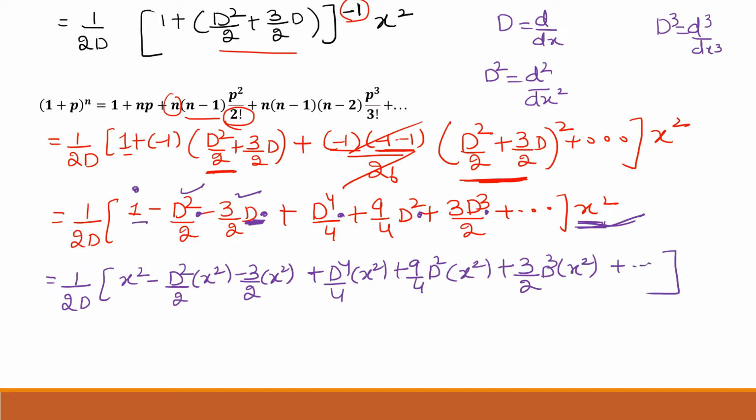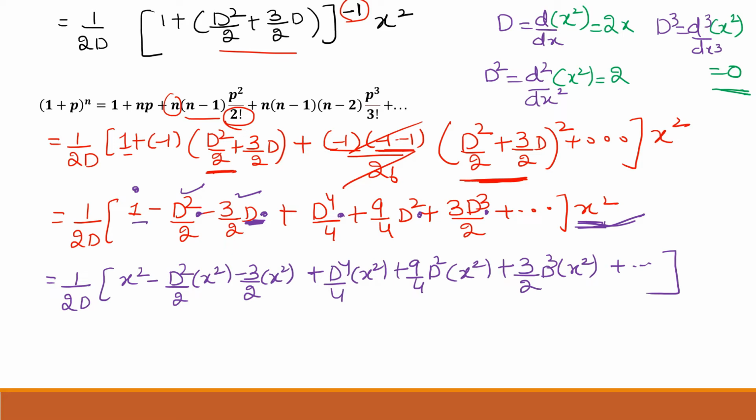Now see here, if I differentiate x square with respect to x, what will you get? 2x. The second order derivative of x square with respect to x will be 2. If I differentiate x square 3 times, then this will be 0. Similarly, the fourth order derivative will be 0. The fifth order derivative will be 0. In fact, every derivative higher than second order will be 0 for x square.